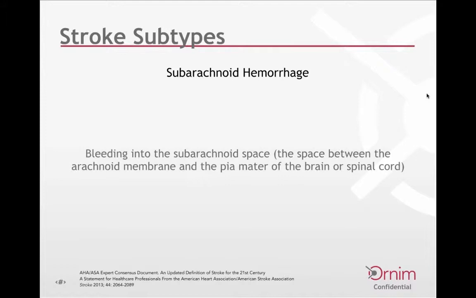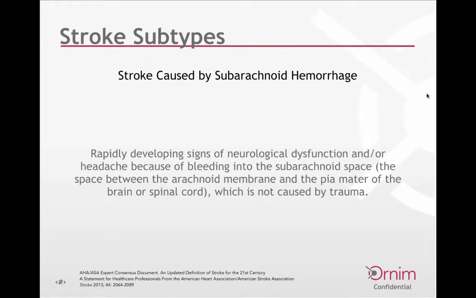So the most common cause of subarachnoid hemorrhage we know today is actually trauma. The second most common cause is a ruptured cerebral aneurysm. And each of those etiologies has its own individual and unique pattern of spreading hemorrhage throughout the brain. Now, the stroke caused by subarachnoid hemorrhage is, again, the rapidly developing signs of neurological dysfunction and headache because of bleeding into the subarachnoid space.